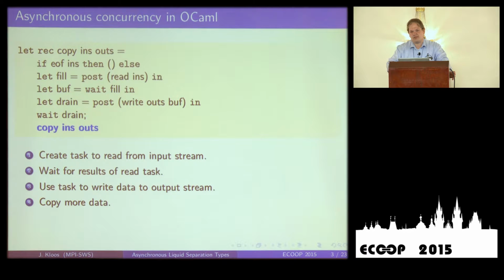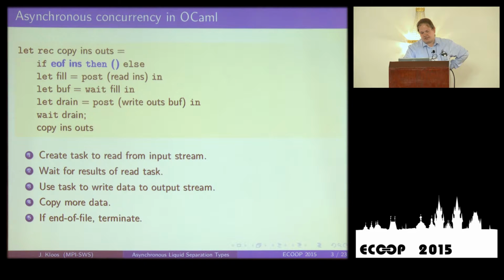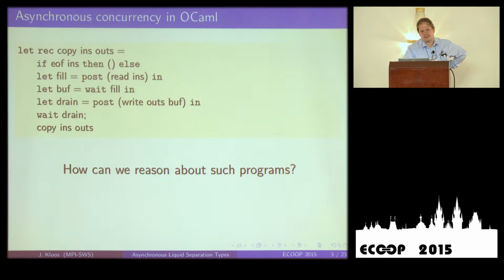The reason for using asynchronous concurrency here is that normally you could basically create a new task for the read and the write operations, which just runs in the background as asynchronous I/O, and you can schedule yourself away while the I/O is running and have some background tasks to work. So finally, this continues until we reach the end of file. Our question was, how can we reason about such programs?